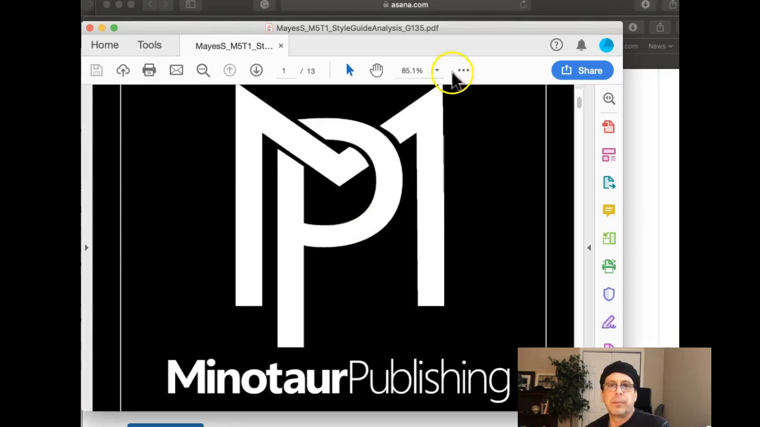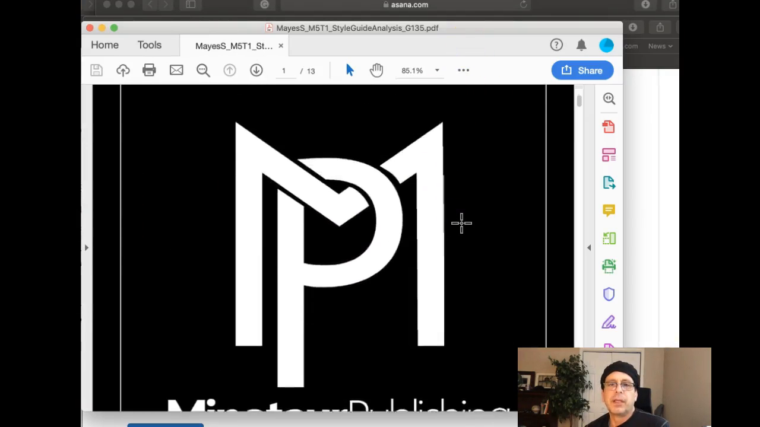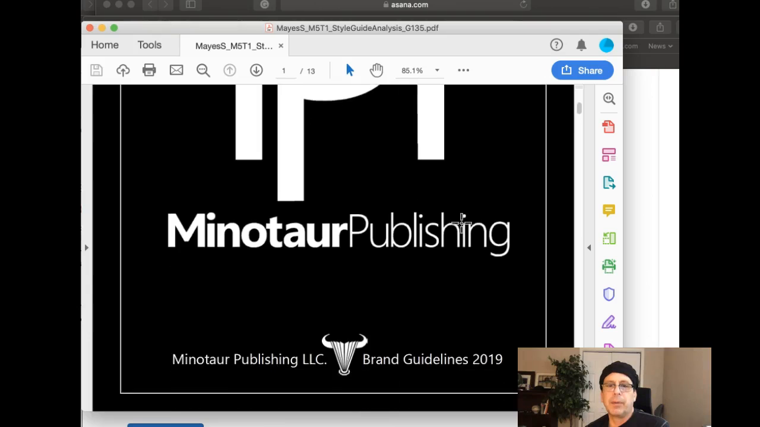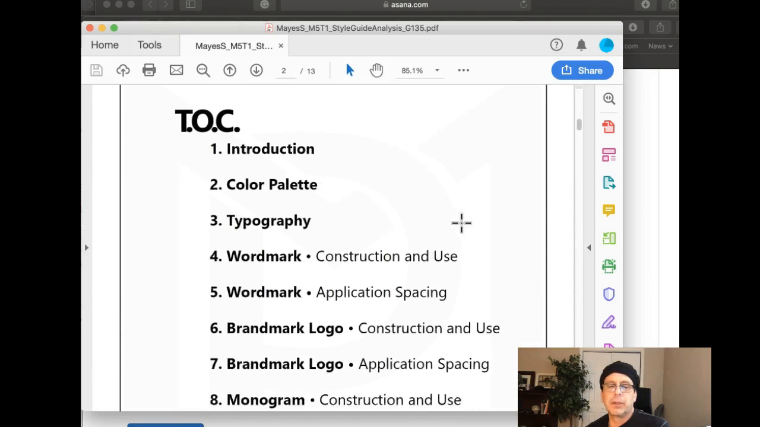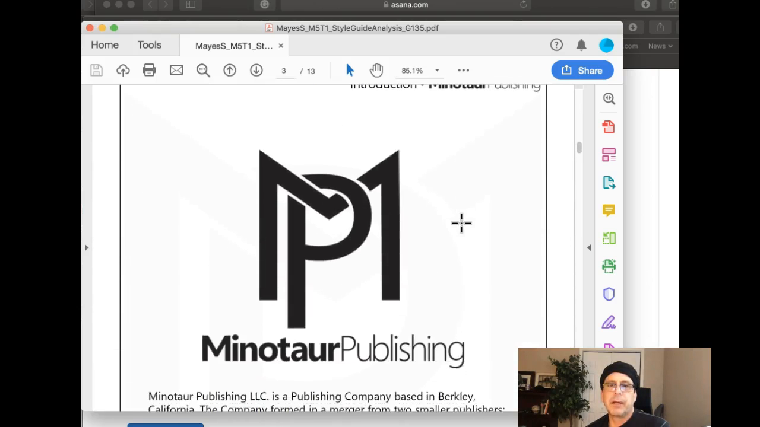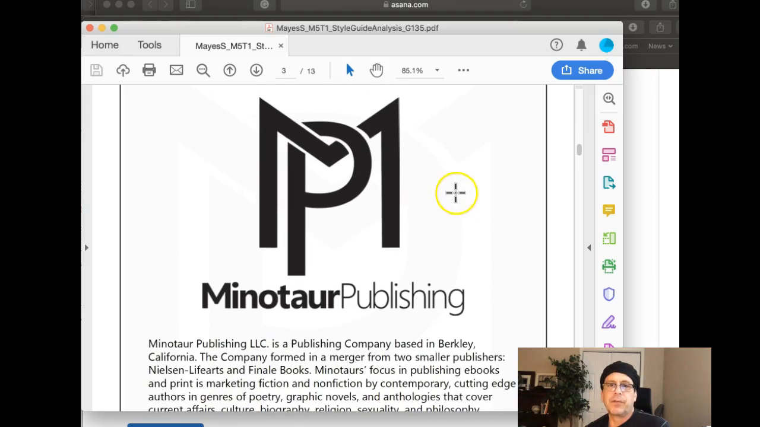So let me just jump right to it here. You've got three basic elements in your branding package, right? You've got your logo, you've got your word mark, and you've got your monogram. There's your word mark. There's your monogram, right? Your monogram is pictured with the word mark. That's great. That's fantastic. That's gorgeous work right there. But it's important to note that the monogram is viewed with the word mark intact.